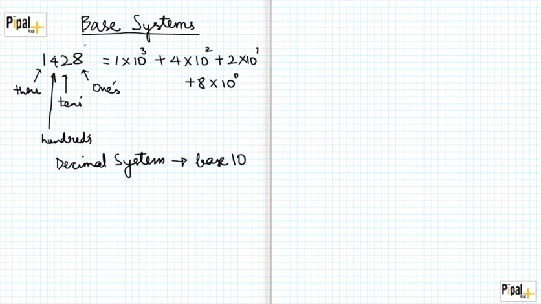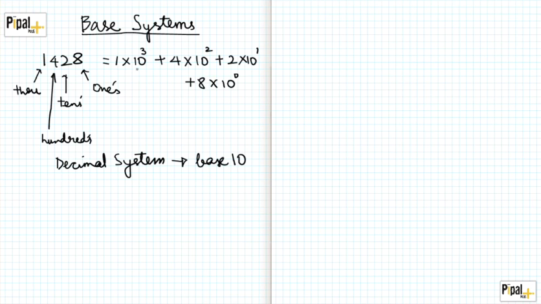So the first digit to the right hand side, I'll multiply it with 10 to the power 0. The second digit from right, I'll multiply it with 10 to the power 1. Then the third digit gets multiplied by 10 squared, the fourth digit by 10 cube, and so on, right? So essentially, the decimal system uses the base 10 in representation of digits.